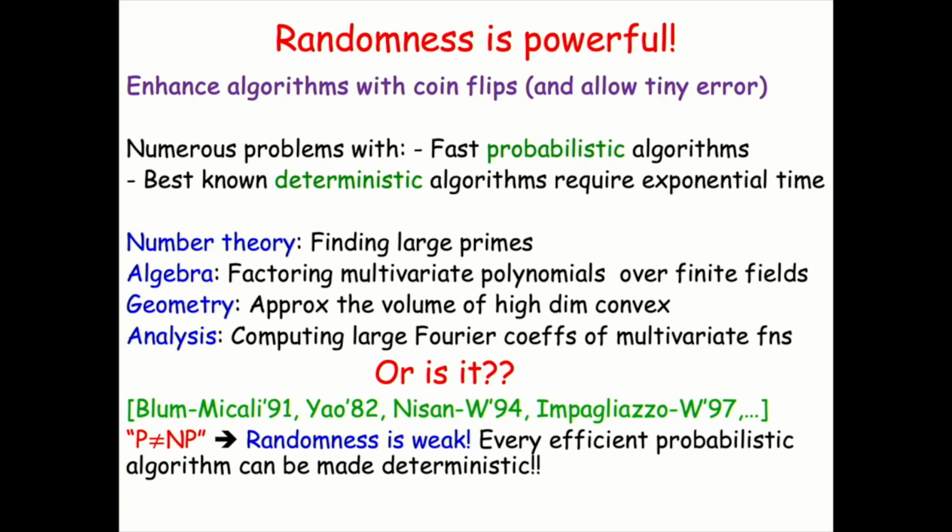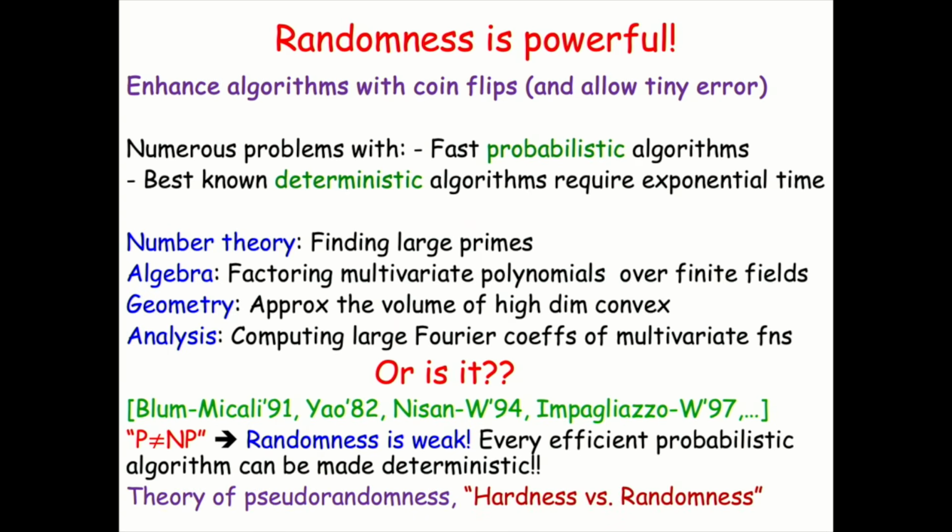So that tells us something else about NP that we didn't know about this question. Because NP connects to the theory of pseudo-randomness, and this is sometimes coined the hardness versus randomness paradigm. So computational hardness can be traded for randomness.